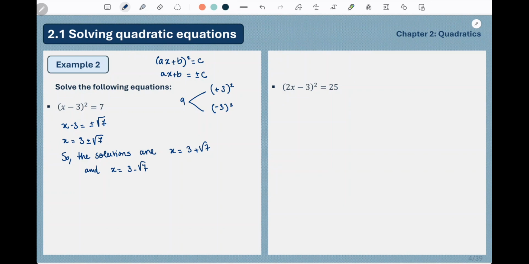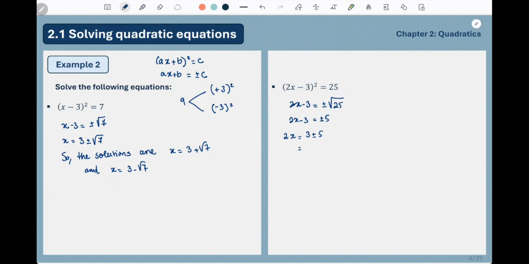Okay, moving on to the next one. We're gonna do the same thing. So in this case it does follow this form. So this one is gonna become 2x minus 3 equal plus or minus square root of 25. Square root of 25 is, because 25 is the square of 5, 5, right? And this is 2x minus 3. So I'm gonna solve for x. So 3 is gonna move to the other side, and we're gonna have 3 plus or minus 5.